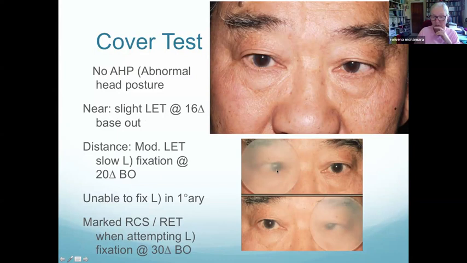So underneath the cover, there's a bigger squint in the right eye, and we call this the primary and the secondary deviation. So it may change depending on which eye they're fixing with. So the maximum size was actually 30.